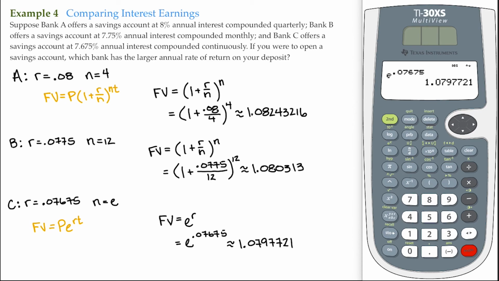So now if I was to take $1,000, which bank would give me the larger rate of return? Well, if I multiply the $1,000, that would be P, to this value right here, it'll give me the larger rate of return. So I would bank with Bank A.